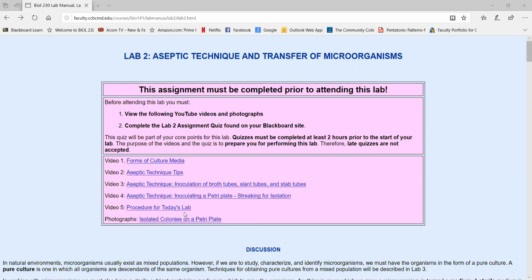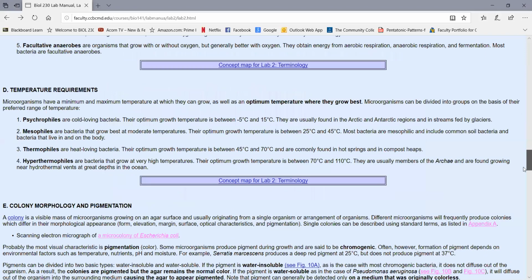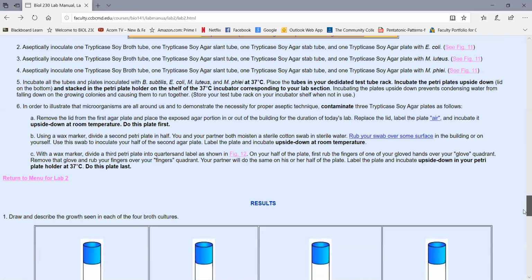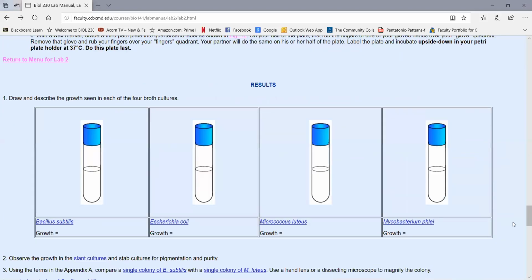So remember, these videos have to be viewed and you have to complete the Lab 2 pre-quiz found on your LMS site prior to the beginning of that day's lab. Now let me remind you again about the performance objectives at the end of the lab that you have to know for your first lab quiz, which covers the introduction to the lab manual and labs 1 through 4.